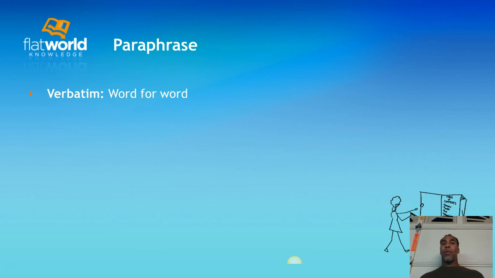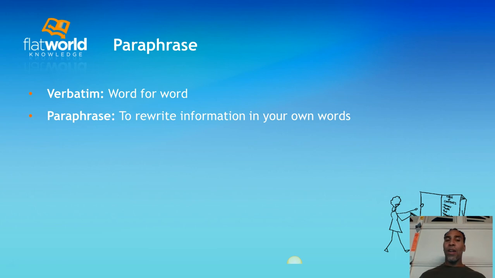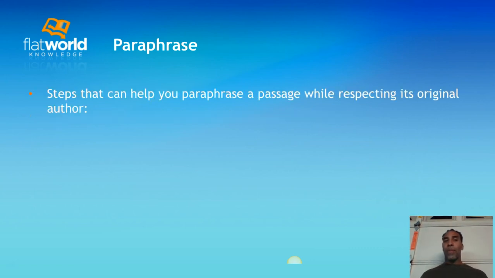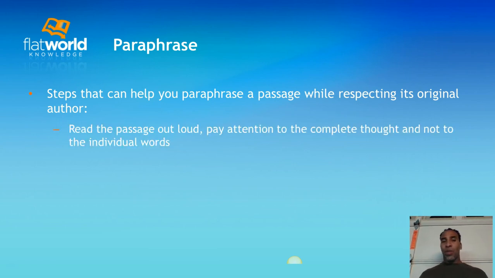Verbatim, this comes into play with plagiarism, word for word. A lot of people just copy and paste these days. But paraphrase, we'll call them the overachiever of this bunch, is to rewrite information in your own words. And when I say rewrite it in your own words, that means you are actually thinking about this, reading it, understanding it, and then writing it out, not just taking it word for word and translating. You want to rewrite the information in your own mindset and go from scratch, which is quite fun. Steps that can help you paraphrase a passage while respecting its original author.